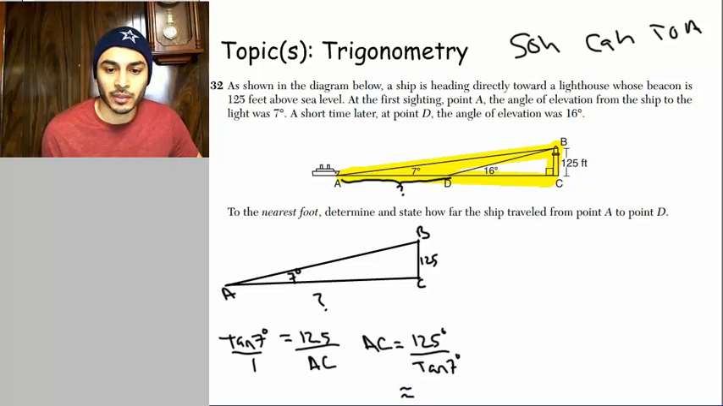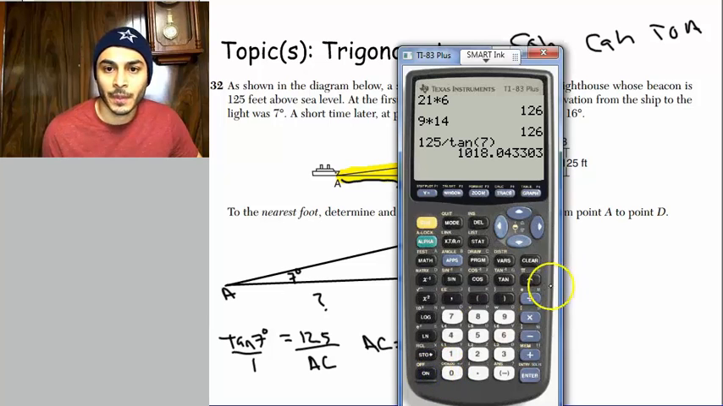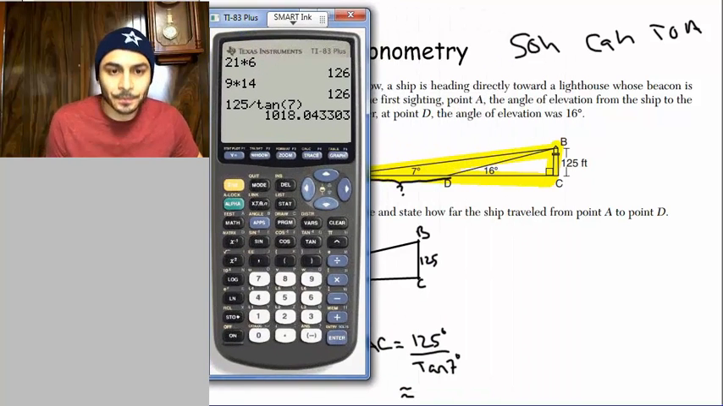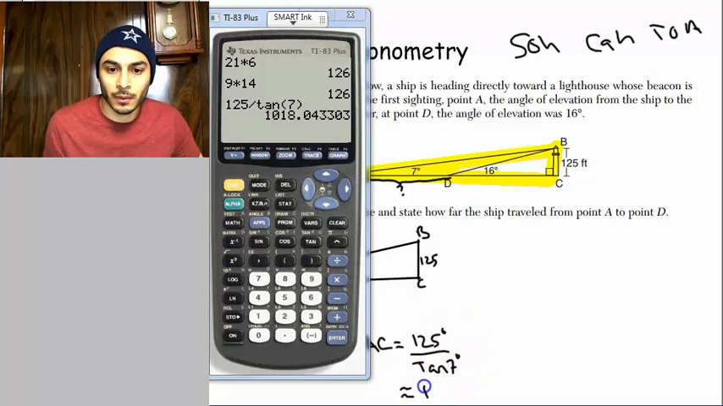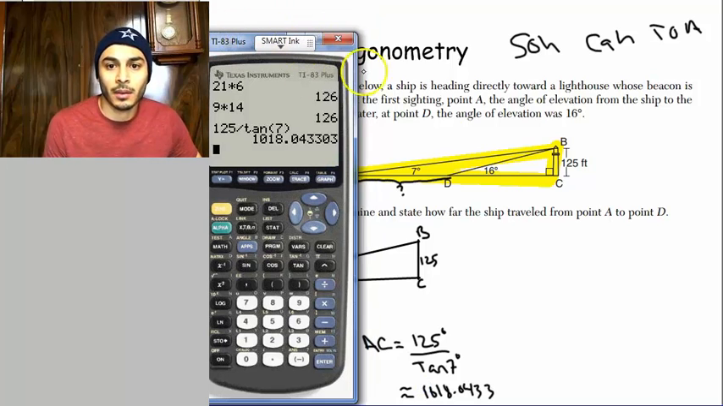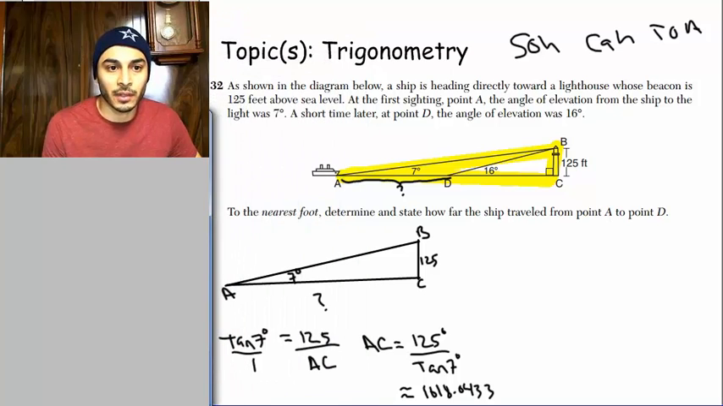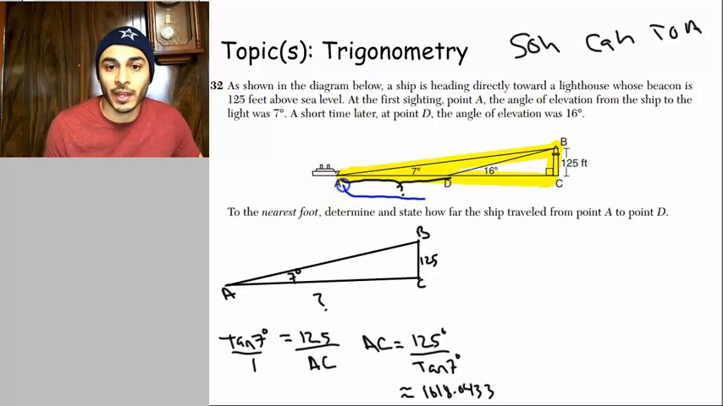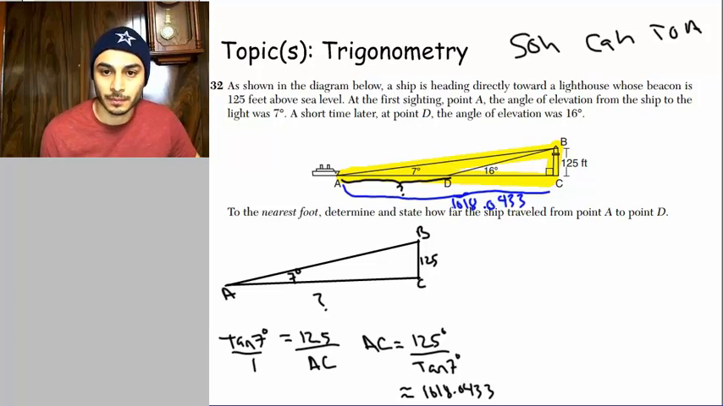So what is that equal to approximately? Well, let's get our handy dandy calculator. 125 divided by the tan of 7 is approximately 1018.0433. All right, so then that gives me the side AC. So now I know that this whole side here, AC, is 1018.0433. Great.